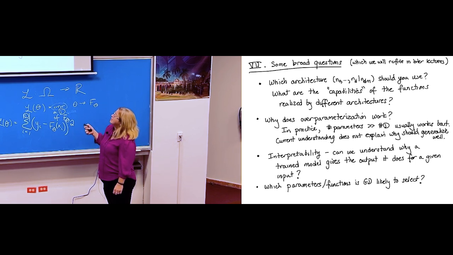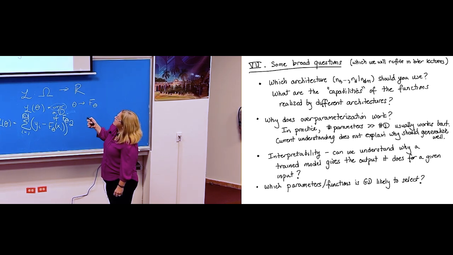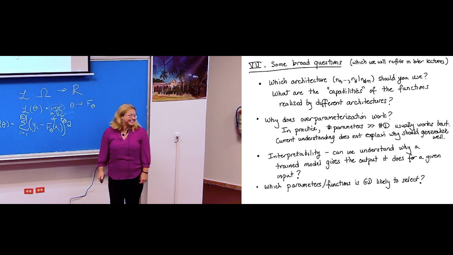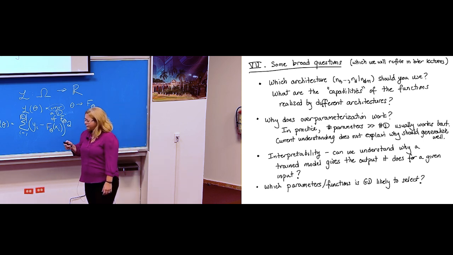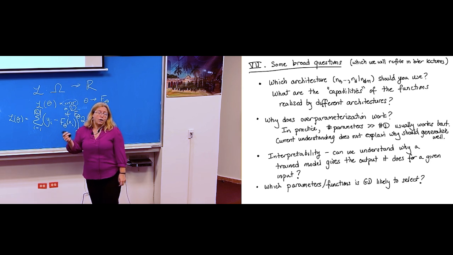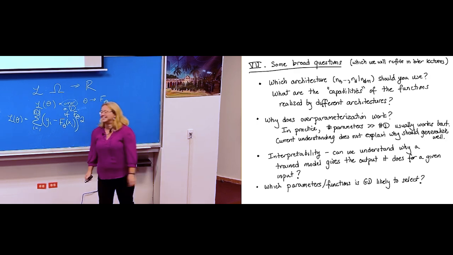In fact, this setting, the over-parameterized setting, where you have way more parameters than data points, is what seems to work the best in applications. And it is not fully understood why. So that's a question. Can we rigorously, theoretically explain why it works?